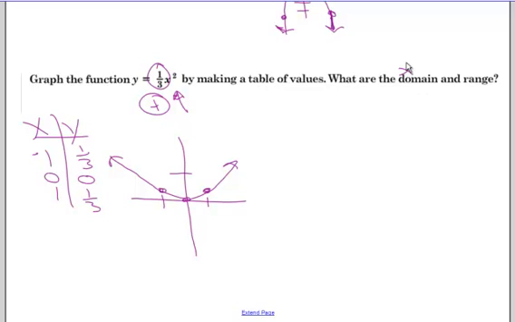With the domain x values, domain is all reals. And the range, this time since we're opening up, we have all the values y is greater than or equal to 0.